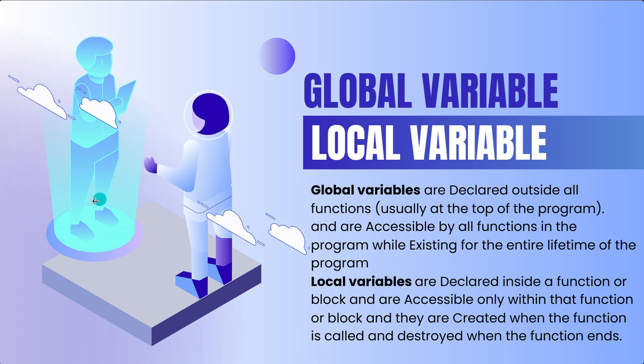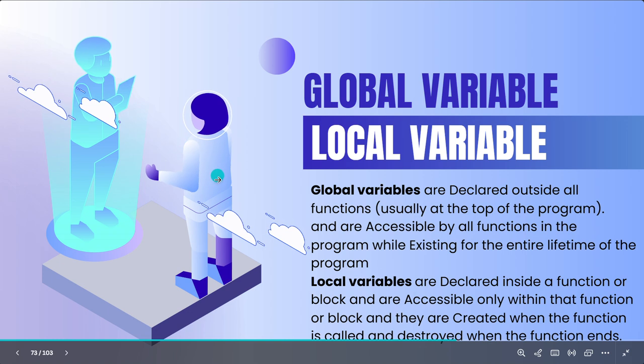This is a fun example. Local variables are inside a function or a block, and are accessible only within the function or the block where they are created. They are created when the function is called and destroyed when the function ends. So this little guy can be considered a local variable. I think it is very fun to understand. This is global and this is local.